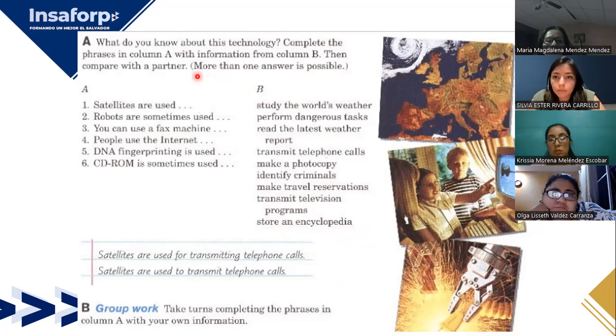You remember, like we said here, more than one answer is possible. Don't worry about that. More than one answer is possible. Okay, I don't know if someone else wants to participate or collaborate with those sentences. Teacher, I have a question.